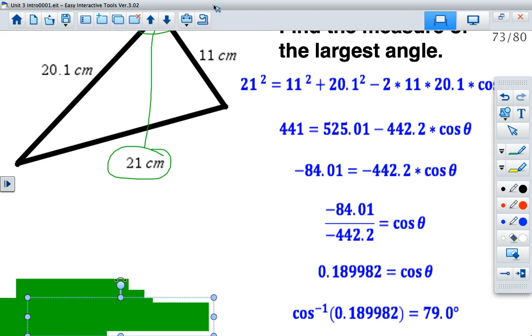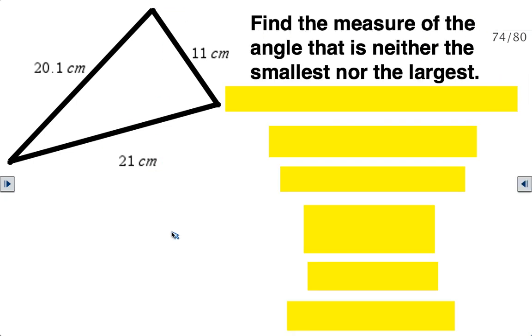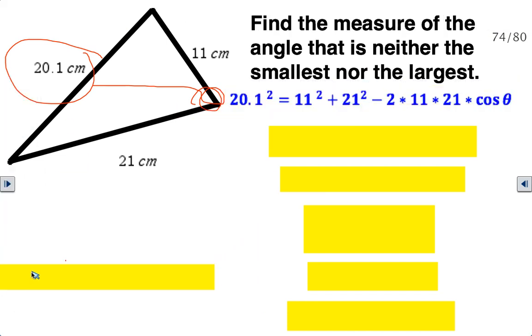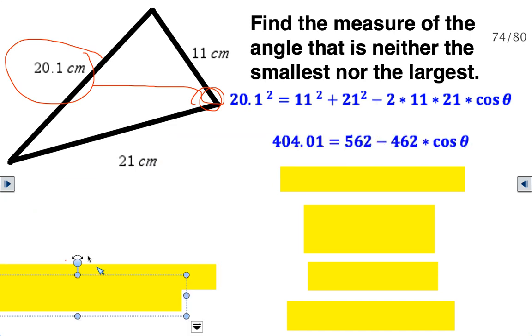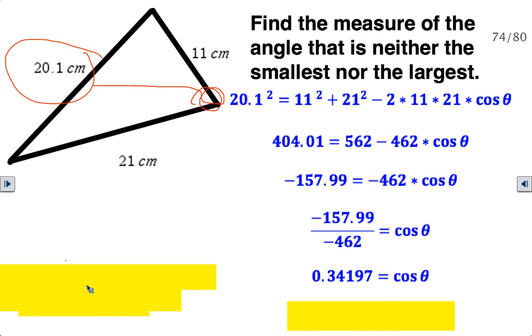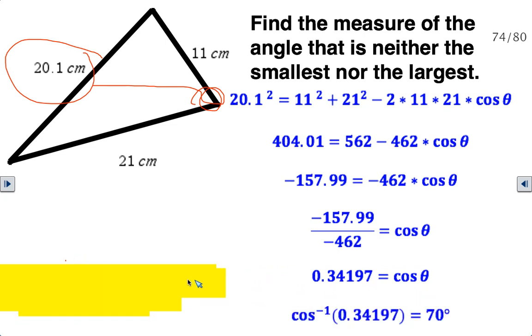And then, let's see. If we're looking for the middle angle, the angle that's neither the smallest nor the largest, okay? So here's our middle side value. This will be our middle angle. And so 20.1 is going to be on the left side of the equal sign. Everything else is on the right. We simplify, we subtract, we divide, we calculate it if we feel like it, and then we do the inverse cosine, and we get our angle.